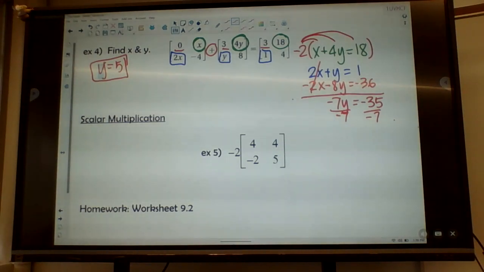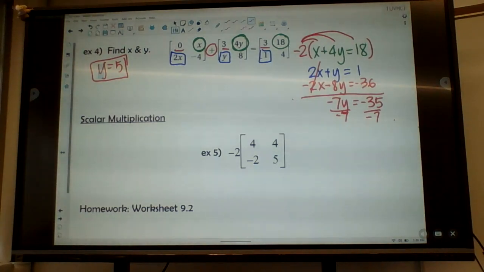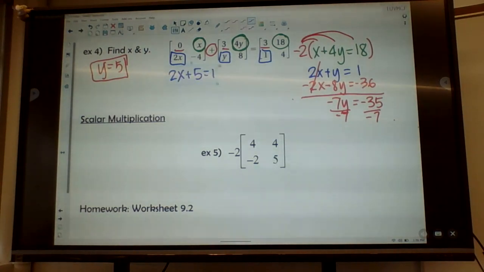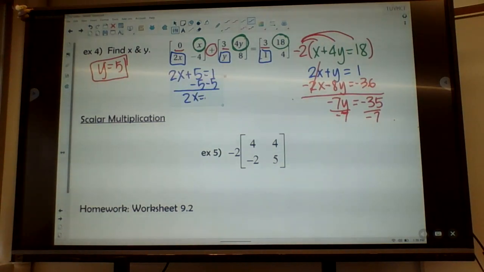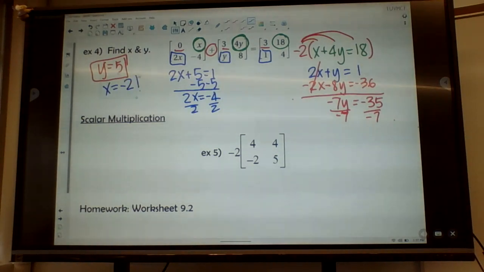Once I know y, we have to go back and find our x. So I'm going to put it back into the blue equation. And so x would also be -2 this time. So we were able to find x and y using that system of equations and using our matrix.